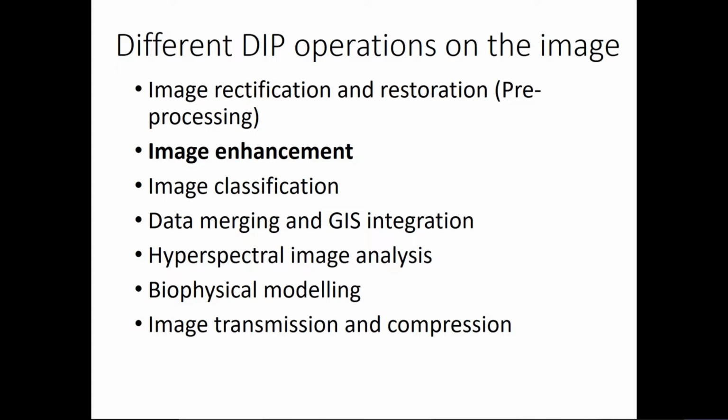So we already saw and discussed image rectification and restoration methods. Can anyone tell me a few methods, a few steps in image rectification and restoration? What are the methods that we discussed in the last class? Geometric correction, radiometric correction, and noise removal. So these three were the image rectification and restoration processes that we discussed in the last class.